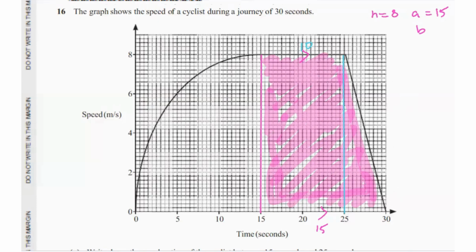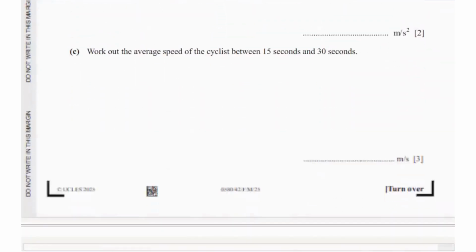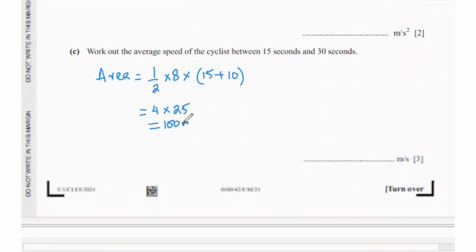So if we come down, area would be 1 over 2 times 8 times 15 plus 10. Area of a trapezium has the formula of 1 over 2 times the height, which is the perpendicular height, times the sum of parallel sides. So that's 4 times 25, and that's 100 meters. So this is your distance.